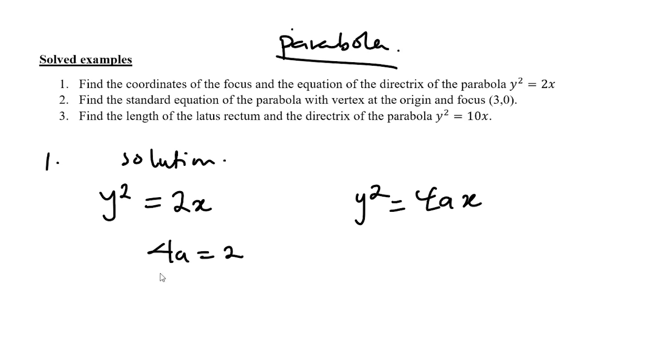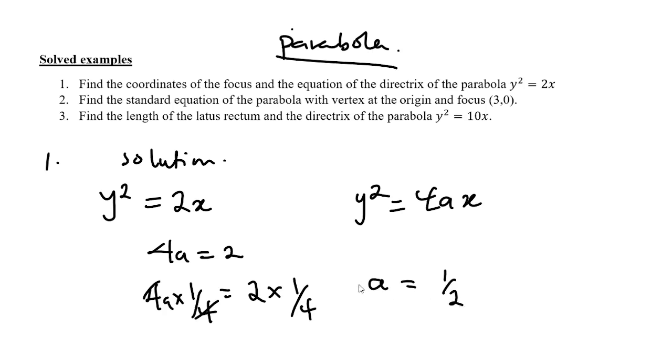Then to get this, multiply by the multiplicative inverse of 4. So I'm going to get 4a times 1 on 4 being equal to 2 times 1 on 4. Then this is gone. Then we have a being equal to 1 on 2. Our a is 1 on 2.